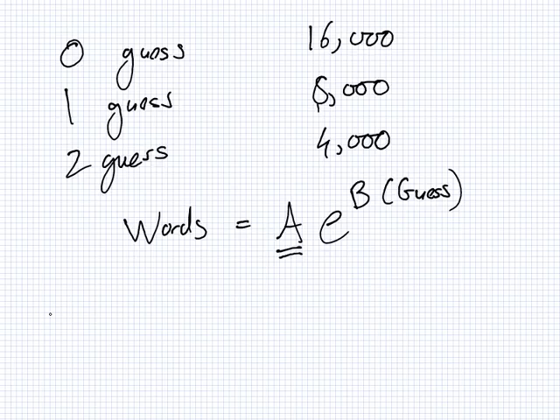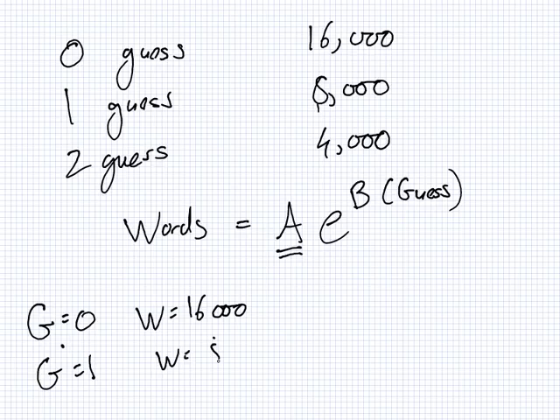Yeah, I think I got it. Here, look. You could say when G equals 0, W equals 16,000. If you make no guesses, how many words could there be for the answer? 16,000. And then after you make one guess, there should only be 8,000 words left. Why this half formula? I don't know, why half?